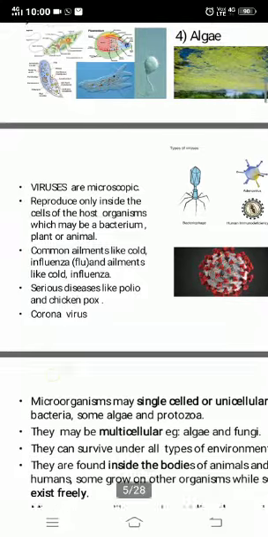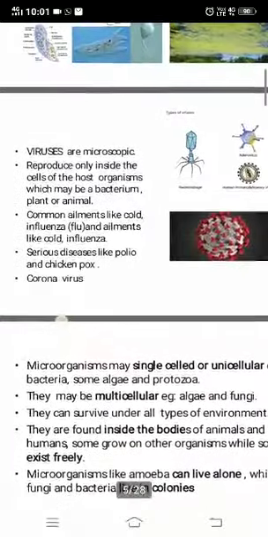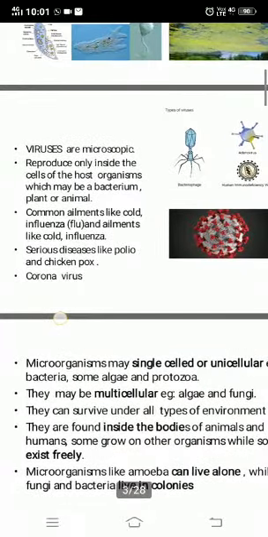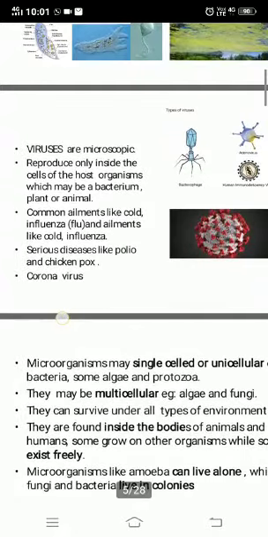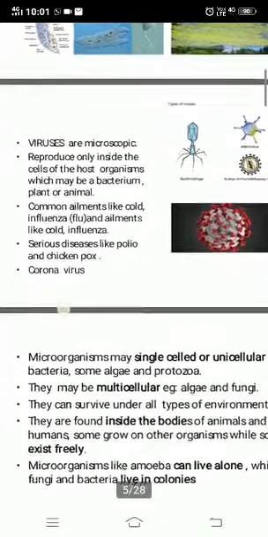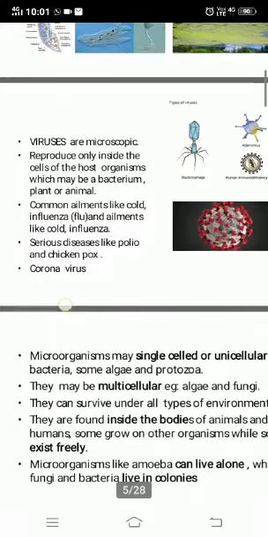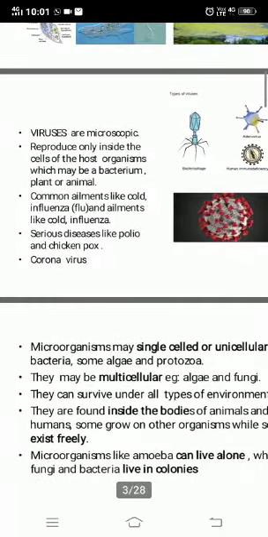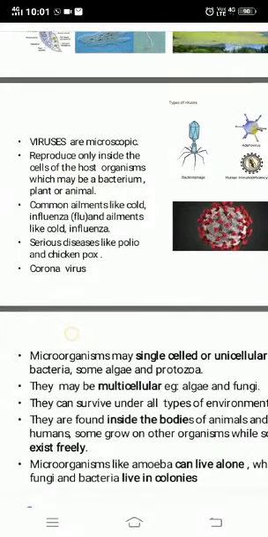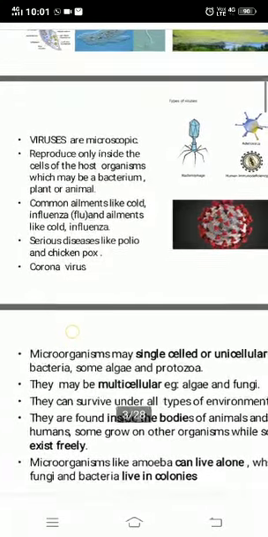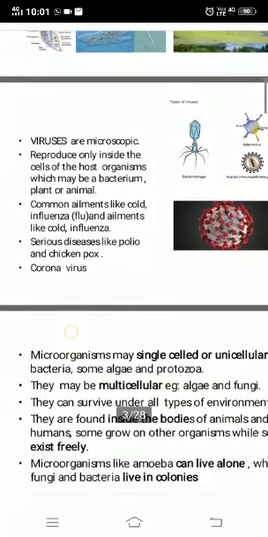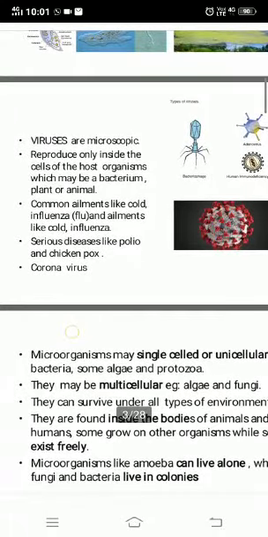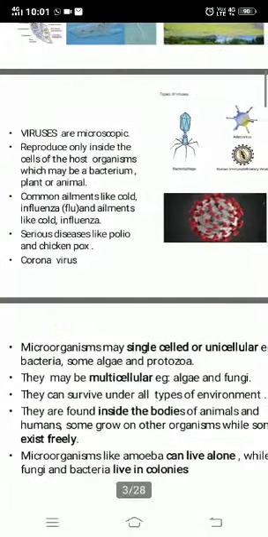So viruses are microscopic and they reproduce only inside the cells of the host organism. Host means the one inside which the virus is getting in, which may be a bacterium, plant or animal. It can be a plant, or an animal, or a human being, or bacteria, anything. Viruses can get inside anything. Now, common ailments like cold and influenza are caused by viruses, which affect the body.